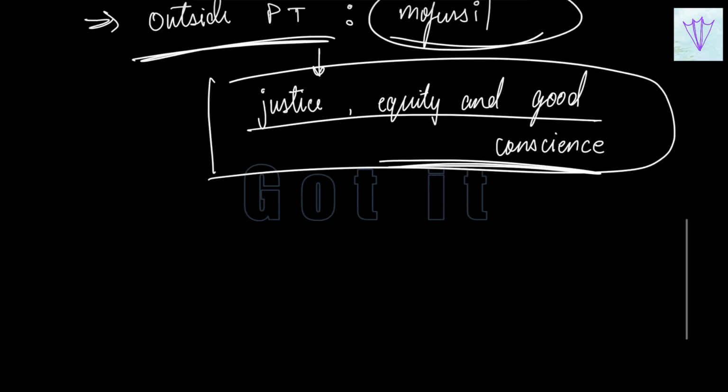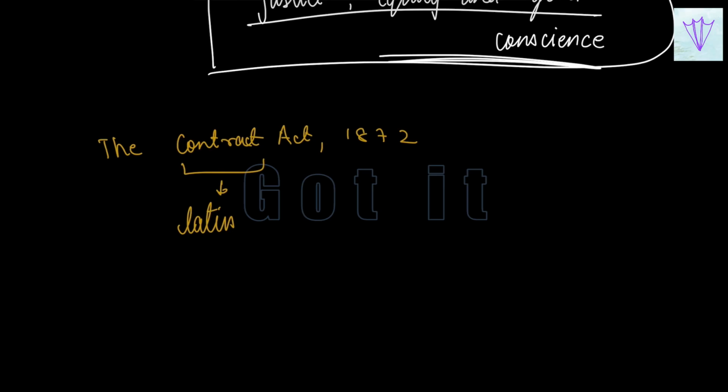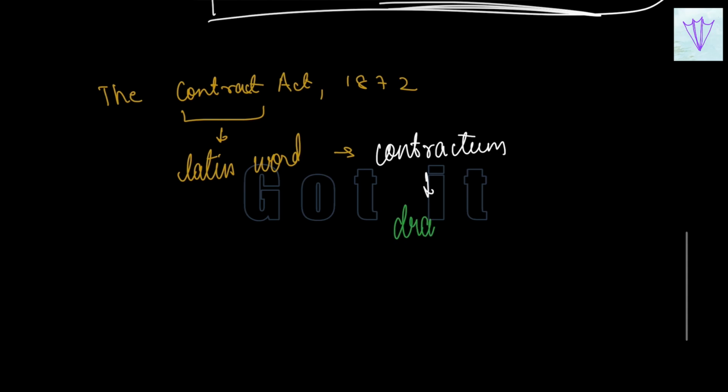Moving on, the Contract Act 1872. This word contract has basically come from a Latin word, contractum, which means drawn together.